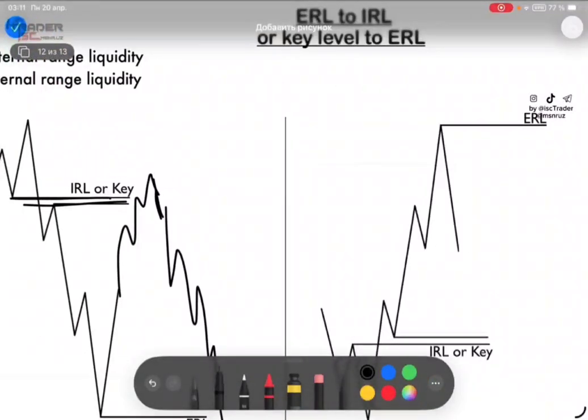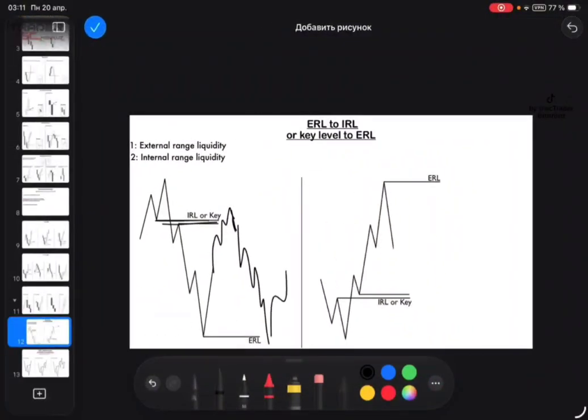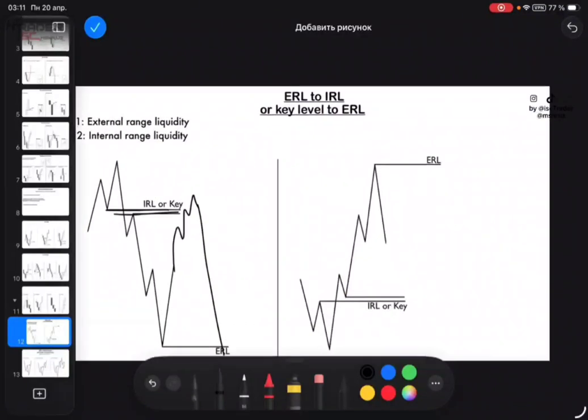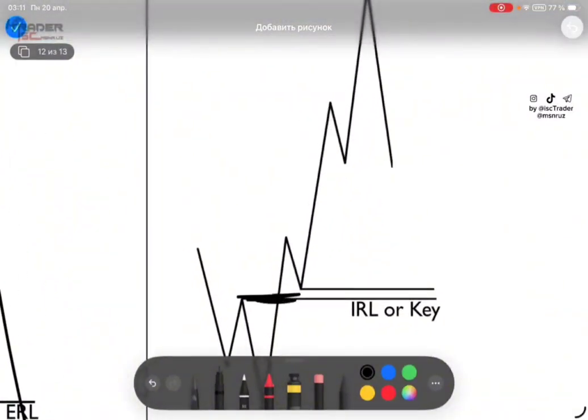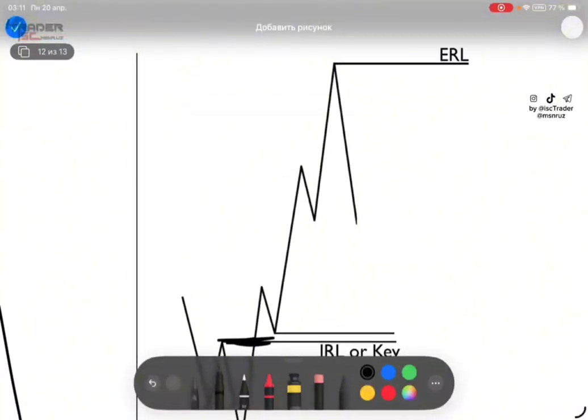After consuming the external range liquidity, the market moves to the internal range liquidity again. That is, it moves from internal range liquidity to external range liquidity, and from external range liquidity to internal range liquidity. It's the same in this buy. The market has given structure, given confirmation, and the market is continuing on its path.